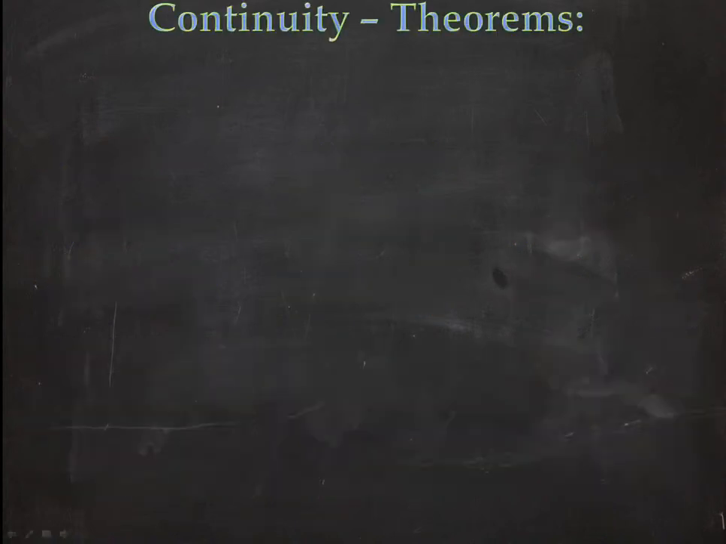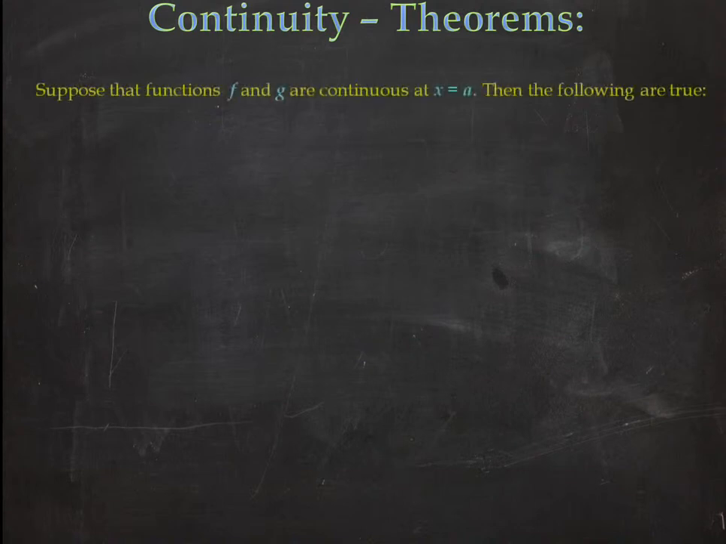Now, before we finish with continuity, there are some additional theorems that's worthwhile looking at. The first one says, suppose that we have two functions, f and g, and both of them are continuous at a point x equals a. Then the following conditions are also met, and that is the sum of my functions, or the difference of my functions, is also continuous at x equals a.